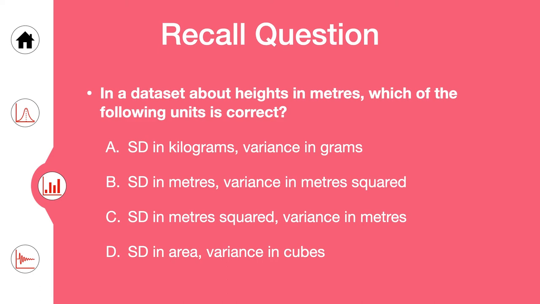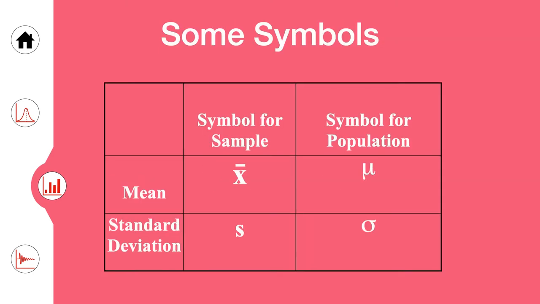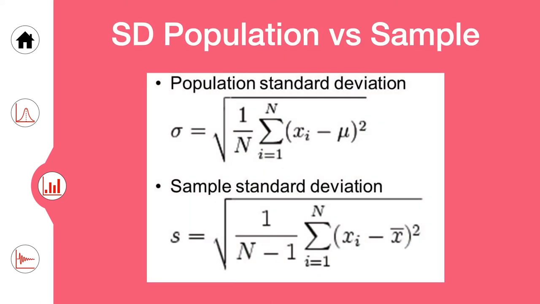Okay, some symbols that you need to be aware of. The symbol for the sample mean is an x with a bar above it. The symbol for the population mean is the mu symbol, you can see it in the upper right box. The symbol for the sample standard deviation is a small s, while the symbol for the standard deviation of a population is the sigma symbol.